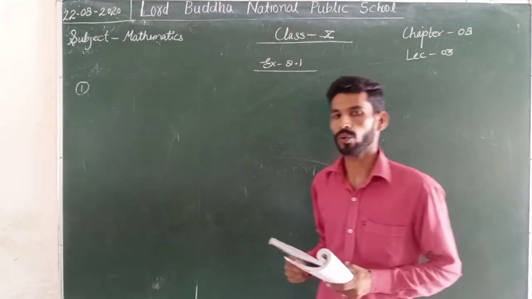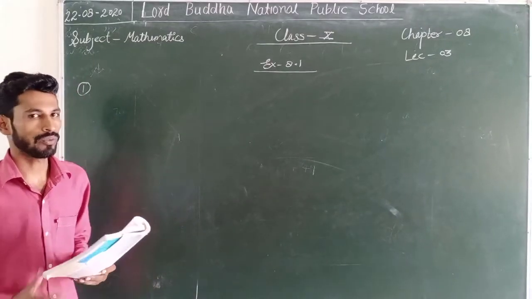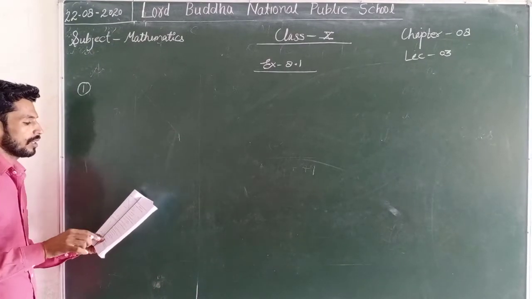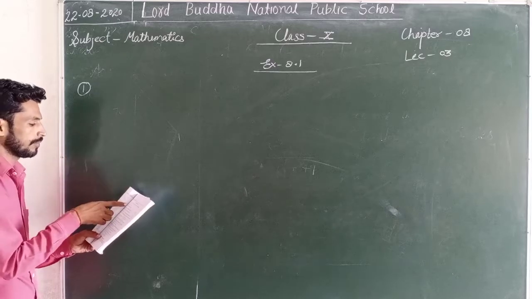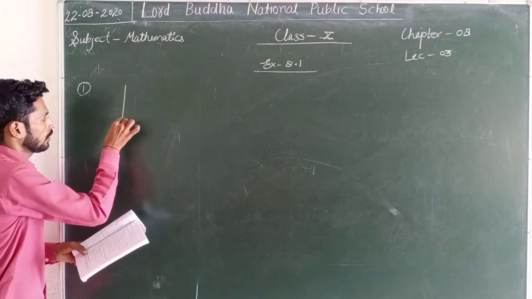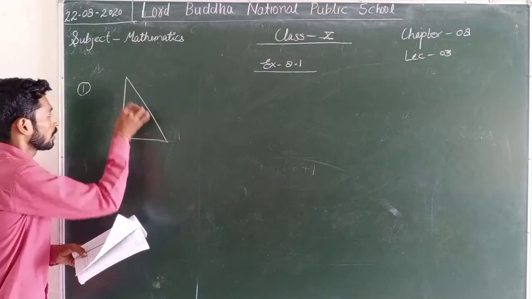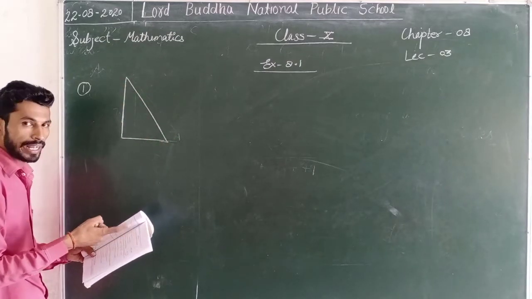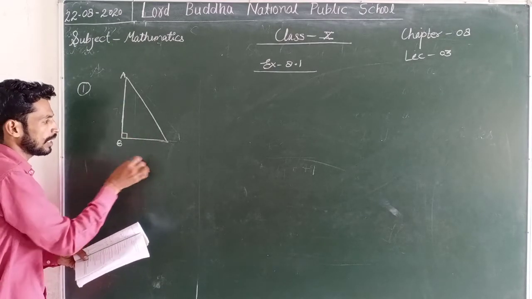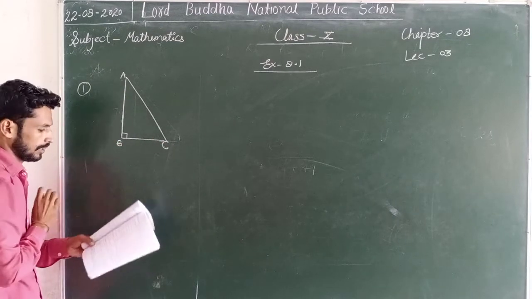Hello students, today's video lecture is based on exercise number 8.1 and we are going to solve this exercise. In this exercise, question number first is in triangle ABC, right angled at B. So AB, right angle at point B, and then the next corner is C. So there is a triangle ABC.